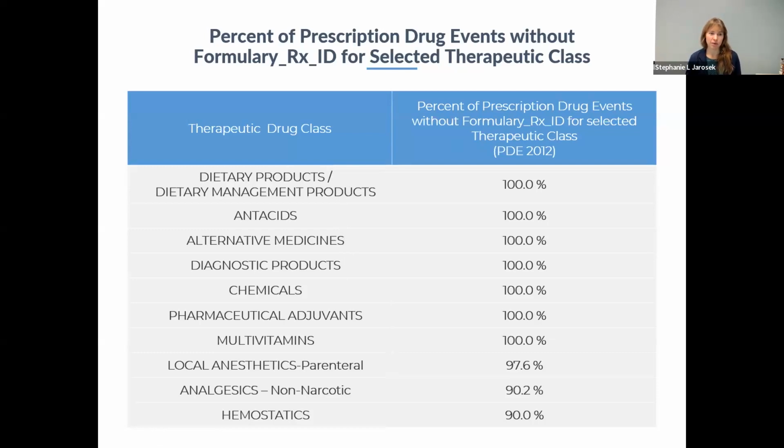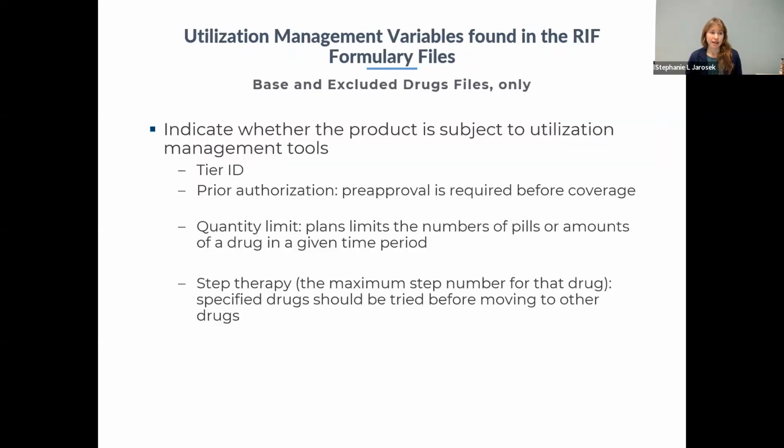And we can talk a little bit more about what other checks you might want to do if you don't find something in the base formulary file. Utilization management in the RIF formulary files. For the base and excluded drugs only, we get information on utilization management.